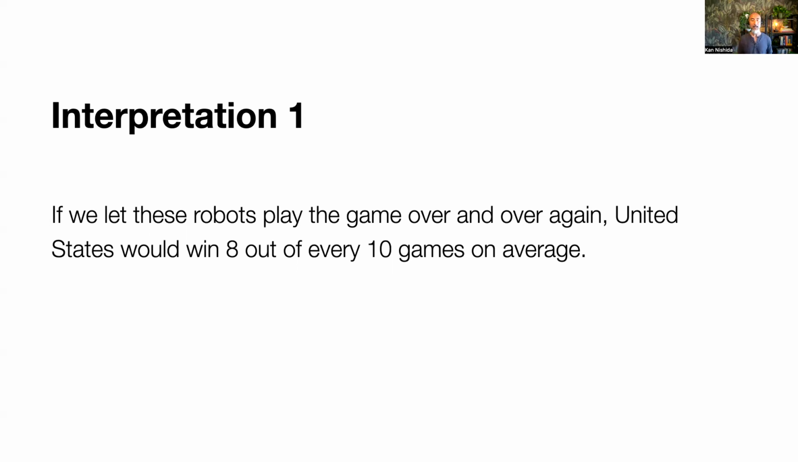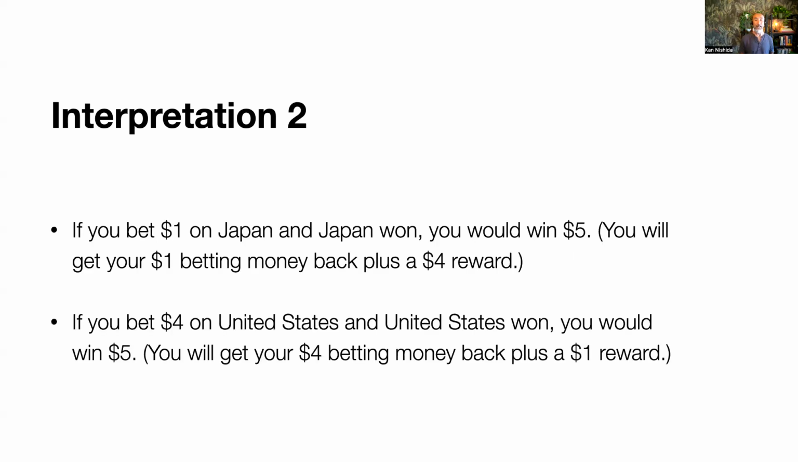And then at the end, the United States would win 8 out of every 10 games on average. So that's actually 80%. Another way to understand this probability of 80% could be if you bet $1 on Japan and Japan won, then you'd win $5. You will get your $5 back, the initial money you bet on, plus you get the $4 reward.